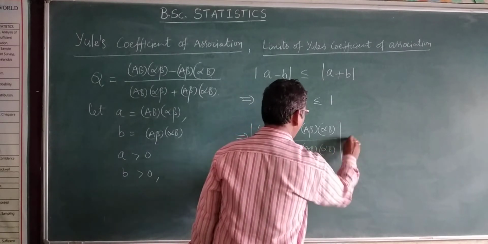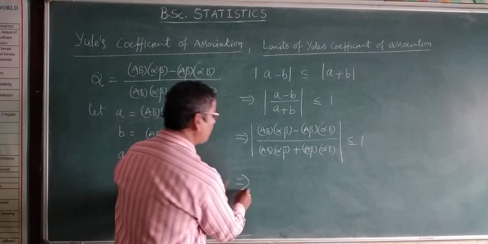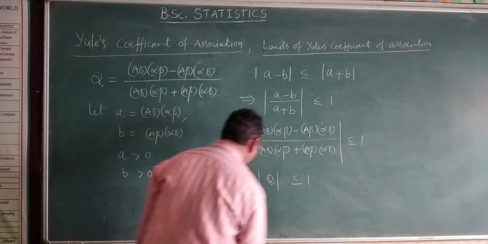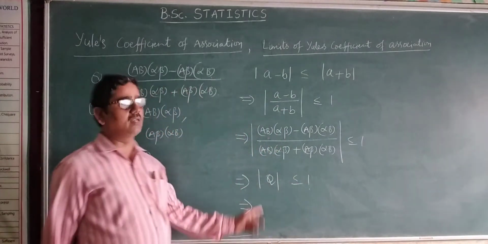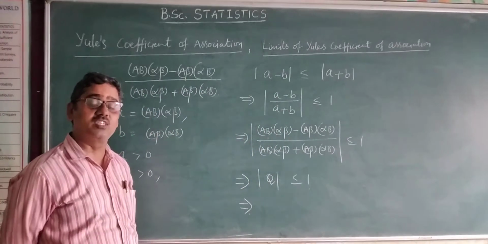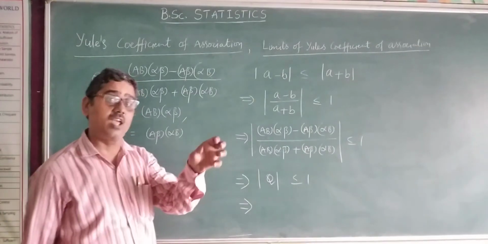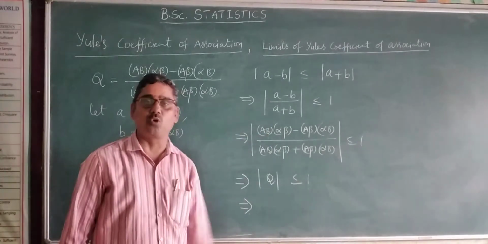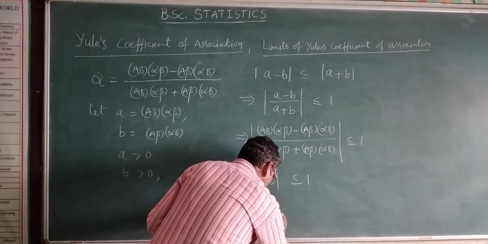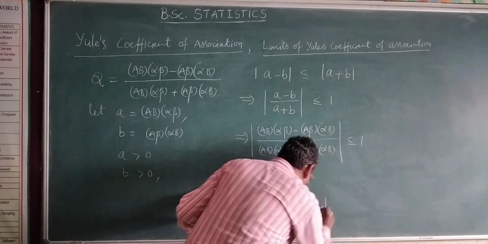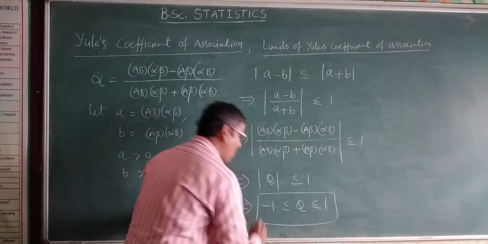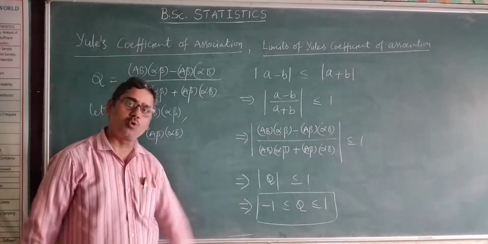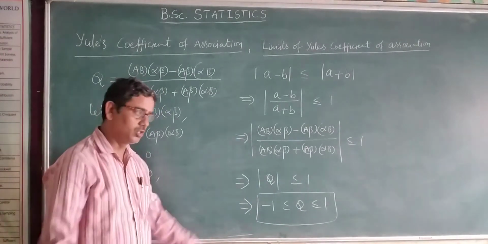So what is this formula? The formula is Q. Therefore modulus of Q is less than or equal to 1, which means Q lies between minus 1 and 1. So minus 1 is less than or equal to Q is less than or equal to 1. Therefore the limits of Q are plus or minus 1. It lies between minus 1 and plus 1. So these are the limits.